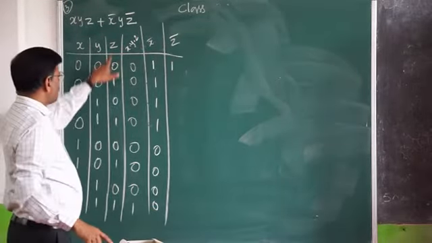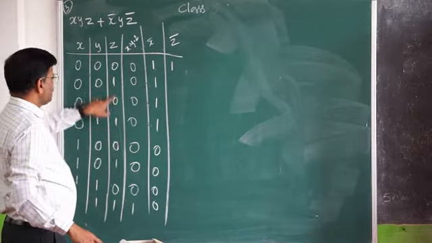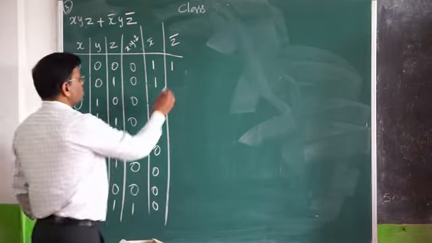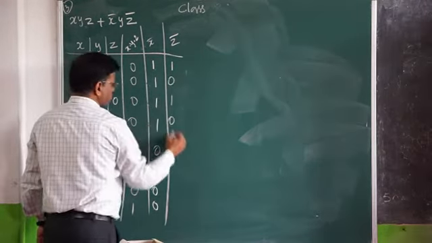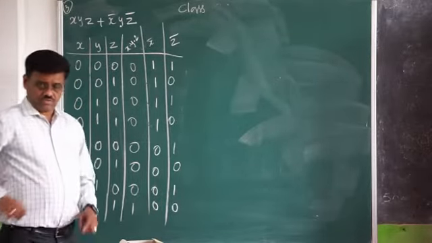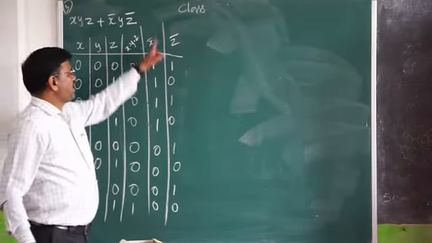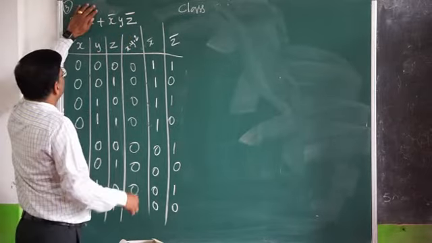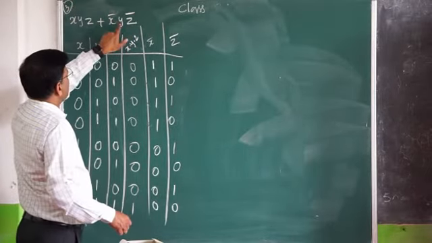What is z complement? Opposite of z. 0, 1, 0, 1, 0, 1, 0, 1 becomes 1, 0, 1, 0, 1, 0, 1, 0. Is this clear? Now we have found x complement, y, and z complement.